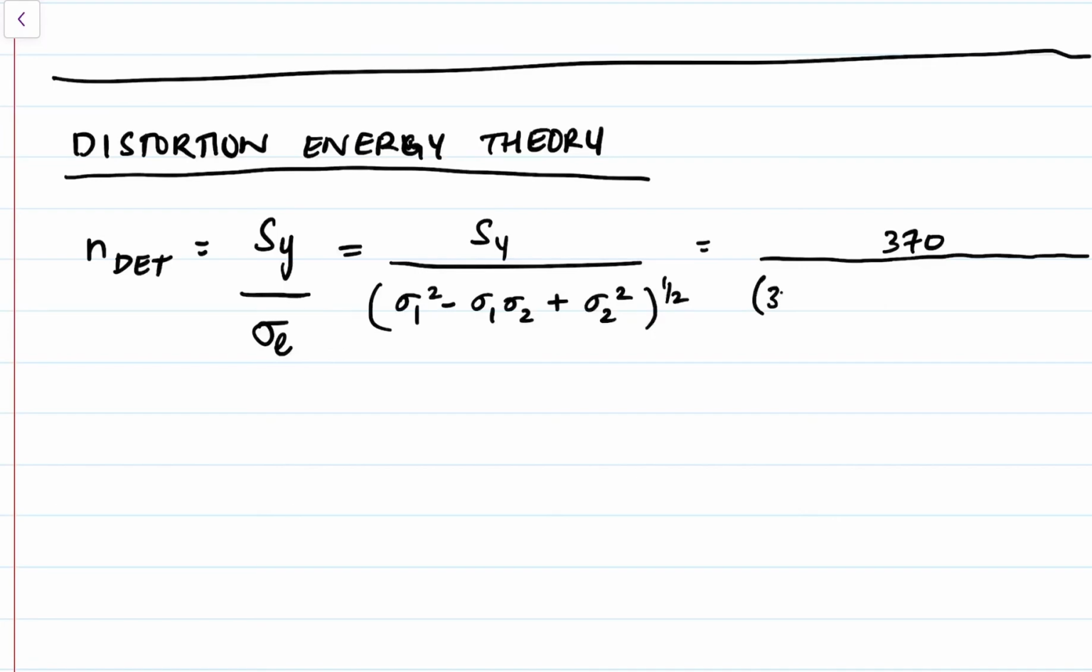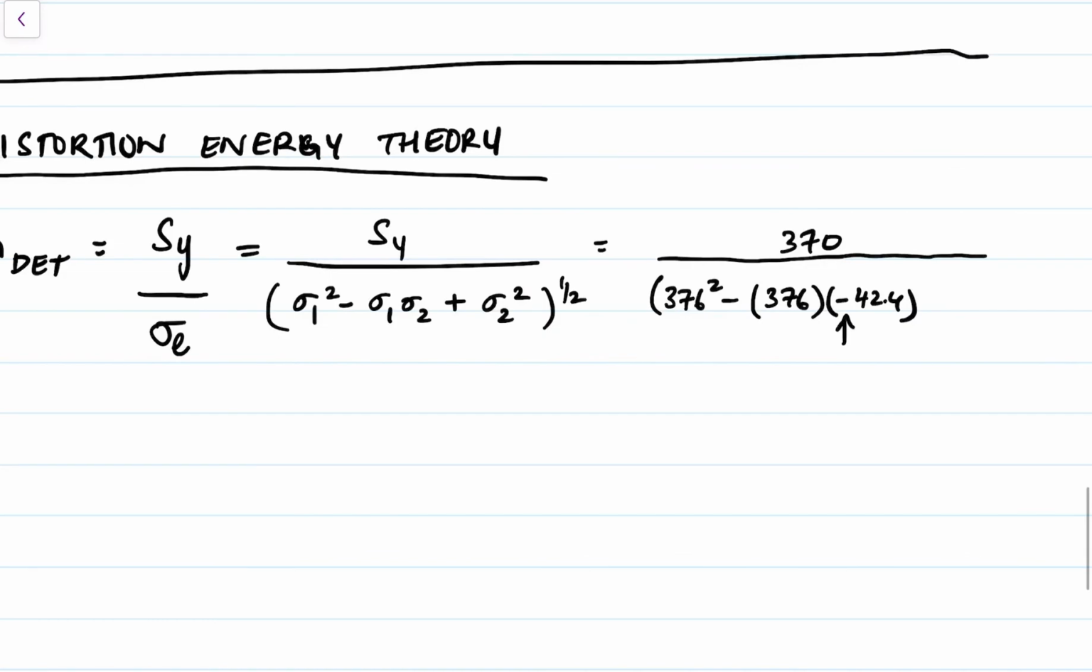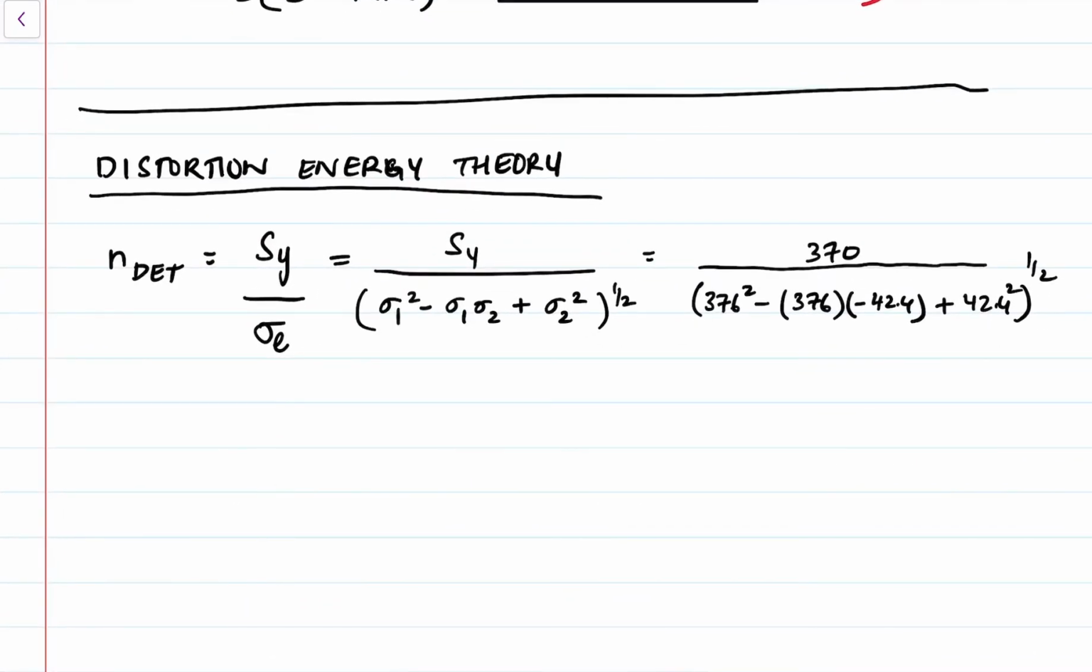So this one is 376 squared minus 376 times negative 42.4. You need to conserve that negative because this negative coupled with this negative shows that your circle is actually pretty big and crosses the y-axis or the shear axis. So don't forget to include the negative sign there. Plus 42.4 squared, and then take the square root. And once you compute that, you'll end up with the distortion energy theory safety factor as 0.93.